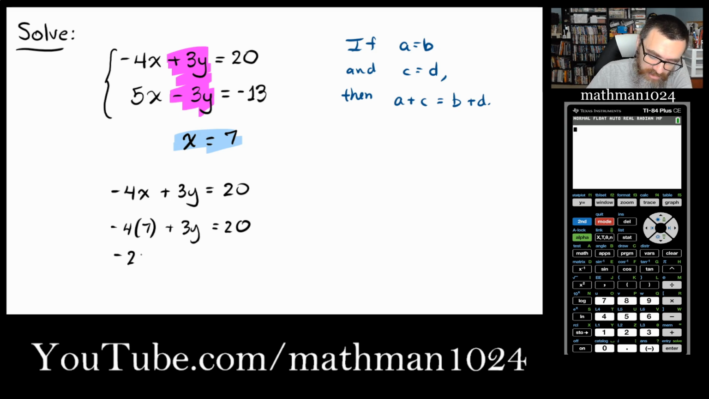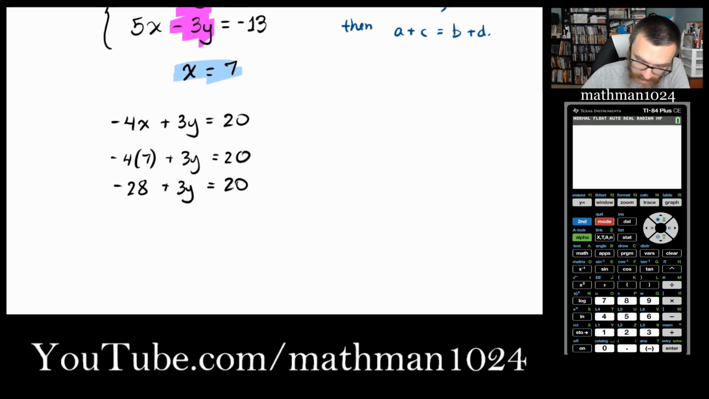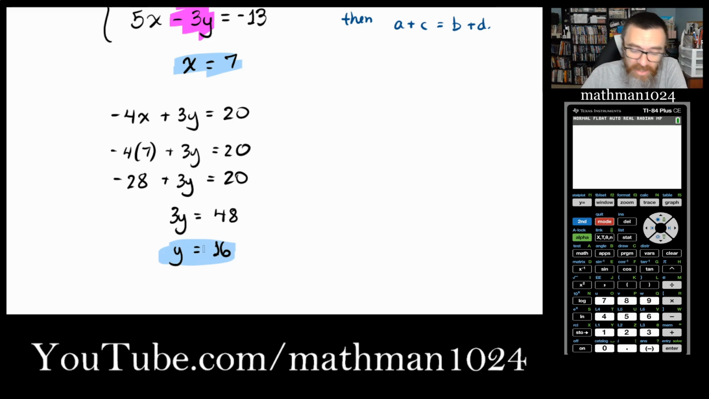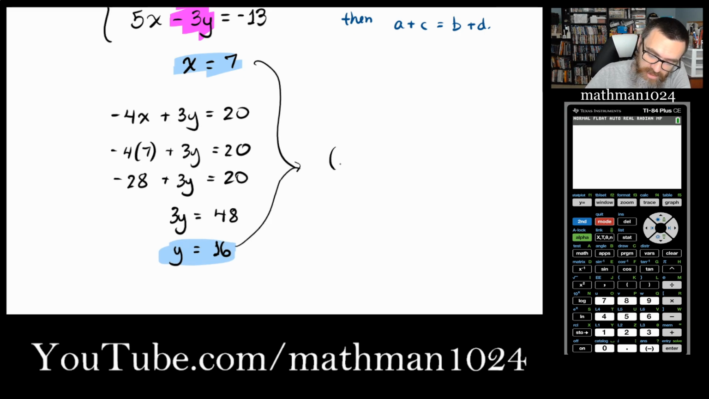And then this is just, well, what should be a nice equation for us to solve. All right, so we need to move the 28 to the other side. 3y equals 48. Divide both sides by 3, and we have 16. All right, so that is the other half of our solution. So putting these guys together gives us a solution of 7, 16. Now, it is highly recommended that you just take the smallest amount of time to check this in both equations.